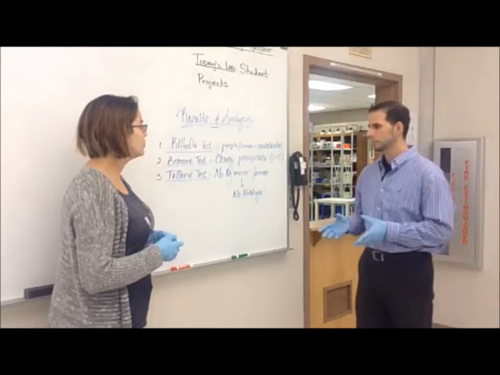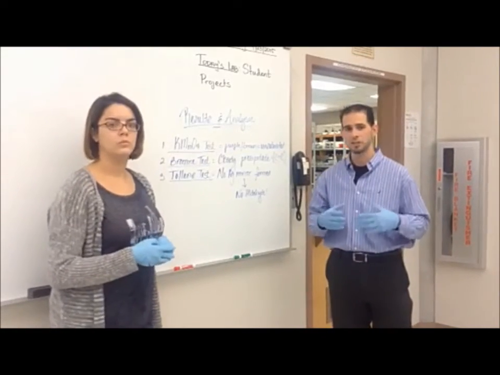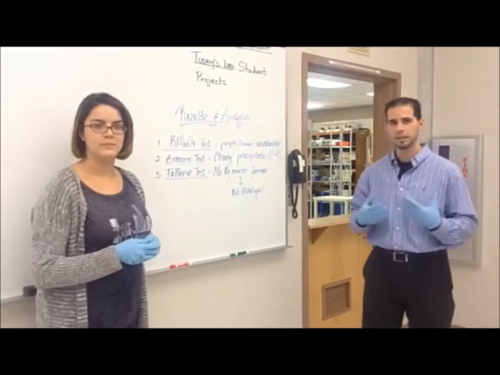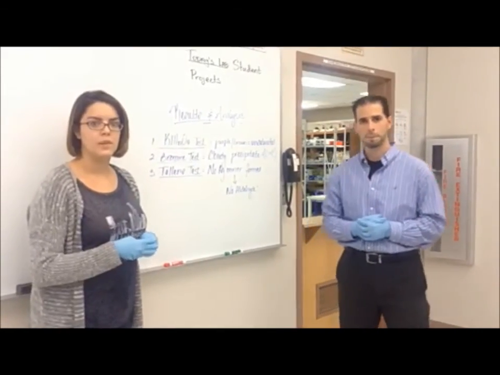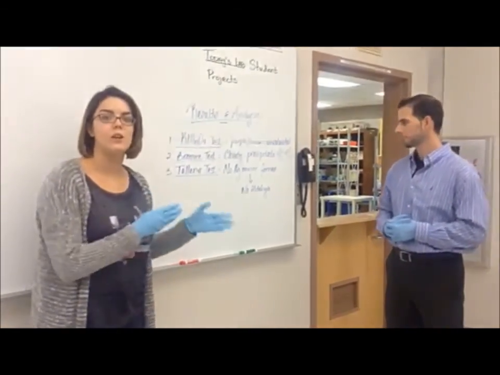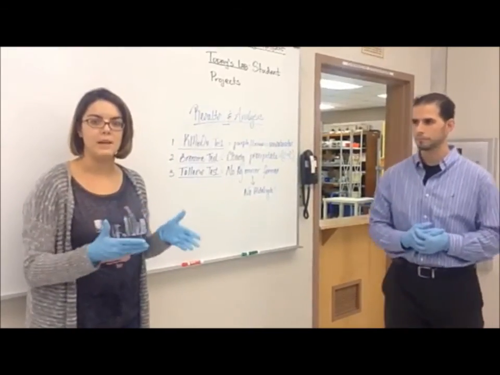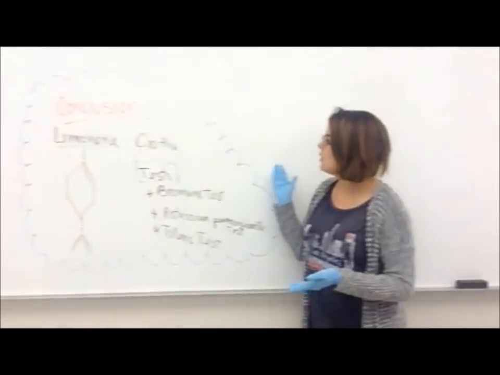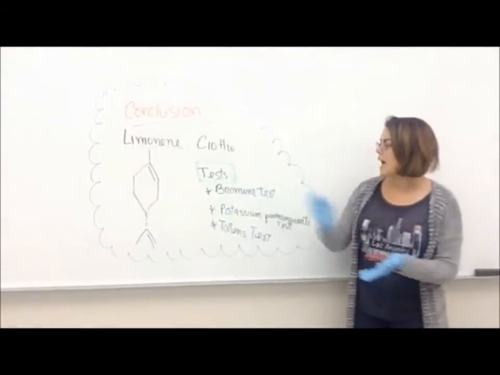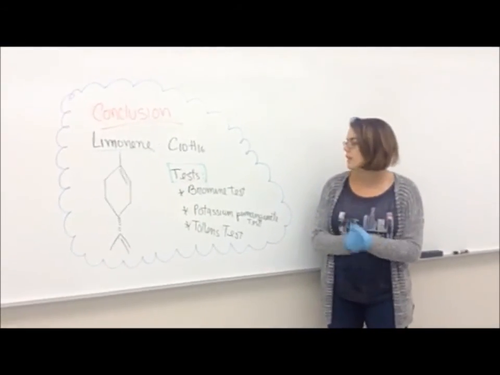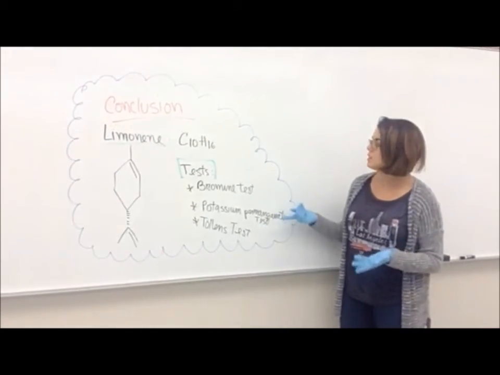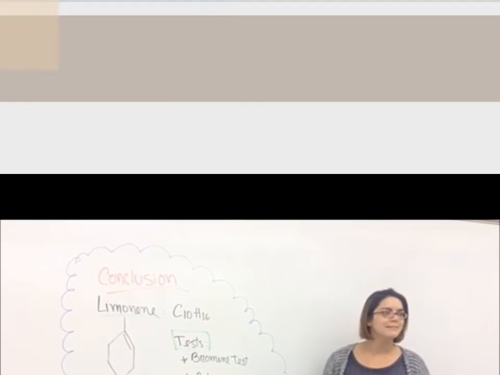And the results of the Tollens test showed no mirror-like formation along the outside of the test tube, so that tells us that our product does not contain an aldehyde. Alright, and after analyzing all of this along with the IR spectrum and the NMR spectrum, we were able to come up with the following molecule, which is limonene. And the tests that we performed in order to achieve that were bromine and potassium permanganate, and the Tollens test just confirmed that these two tests were correct.